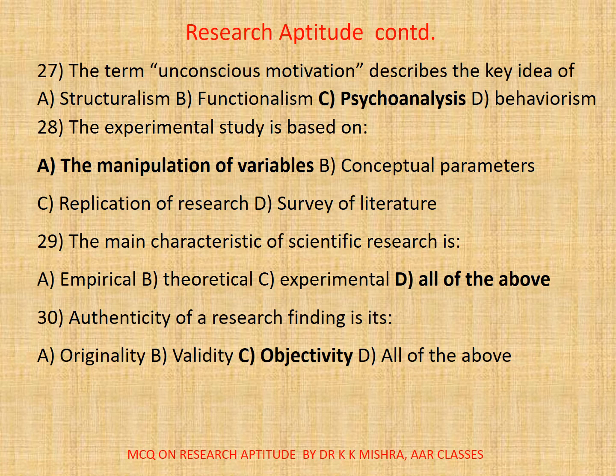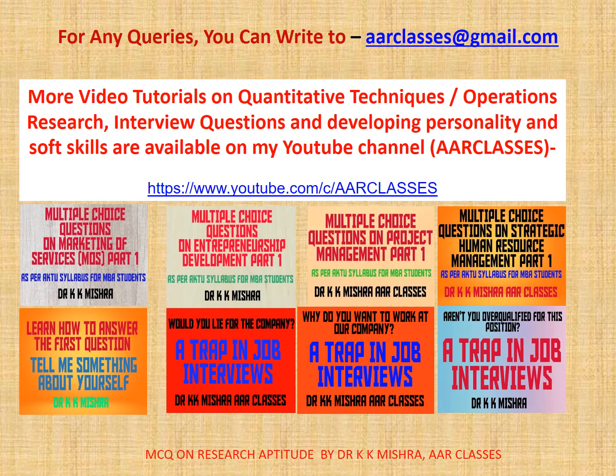29. The main characteristic of scientific research is A. Empirical, B. Theoretical, C. Experimental, or D. All. Here correct option is D. All. 30. Authenticity of research finding is its, correct option is C, Objectivity. So this was all about this particular video tutorial.